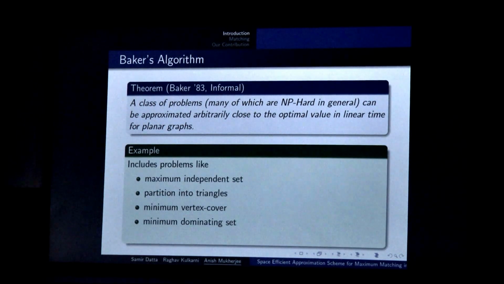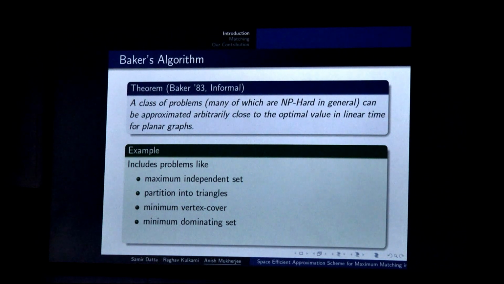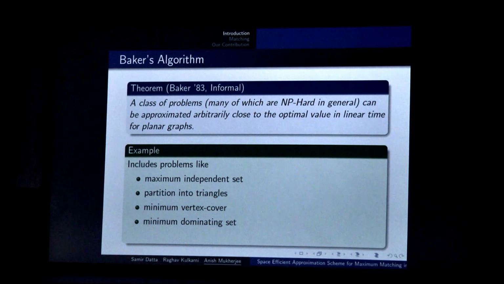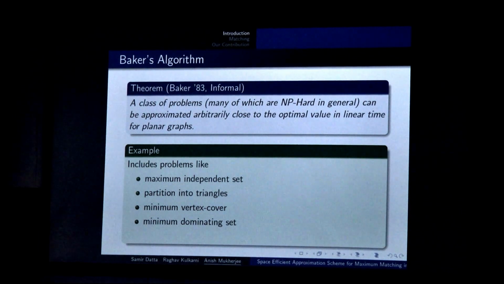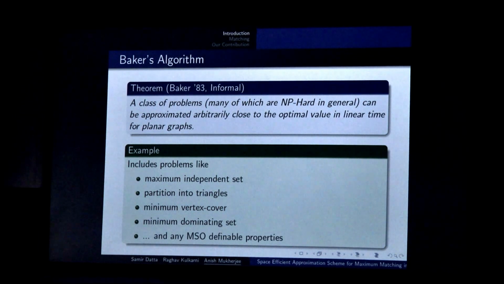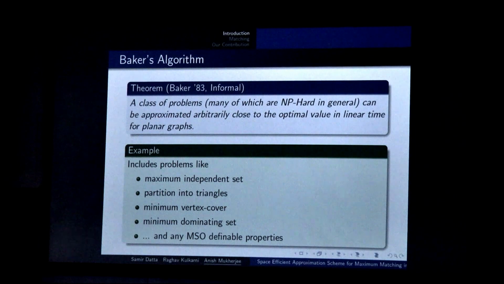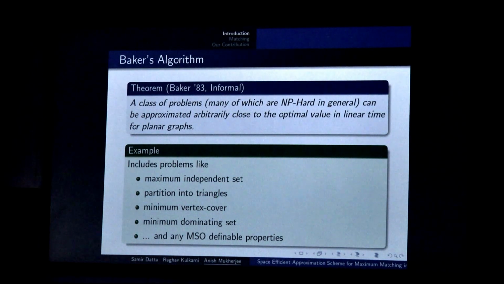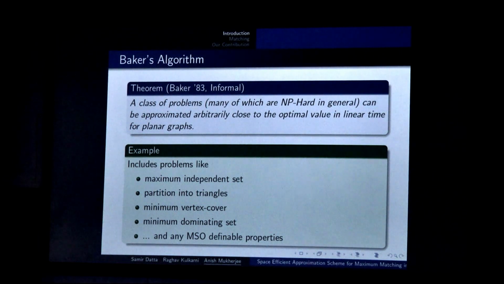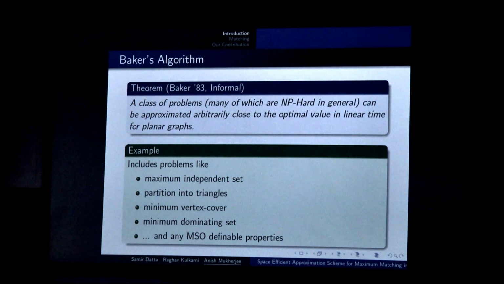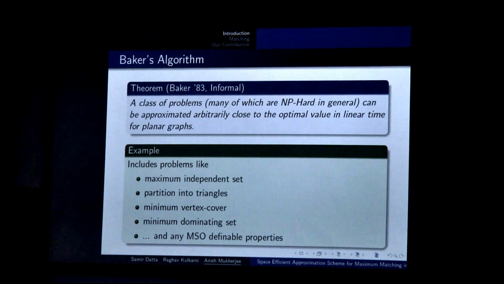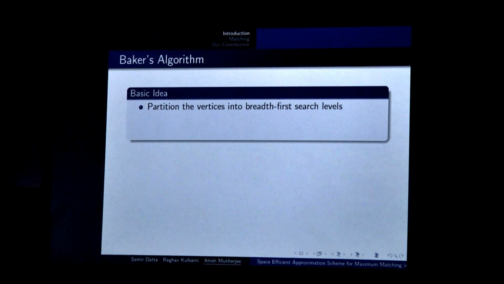So the examples are some very well known problems like independent set, vertex cover, dominating set, and actually it can be extended to any MSO definable property using Courcelle's theorem. So it says that any MSO definable property on bounded degree graphs is decidable in linear time. So let's just see the idea.